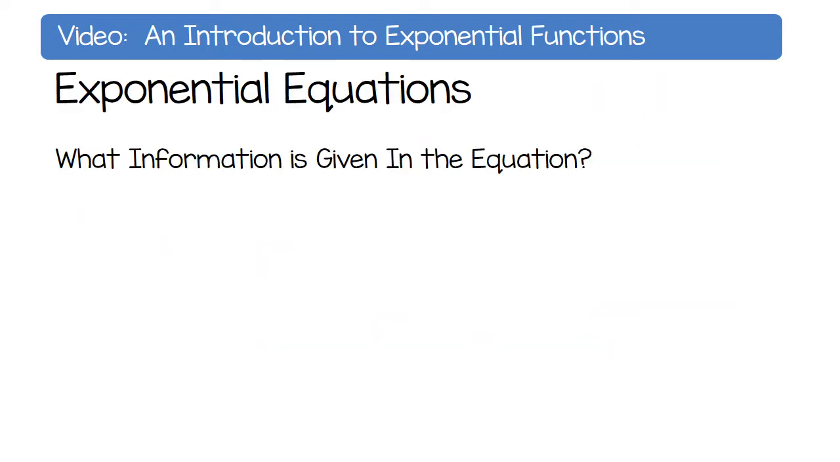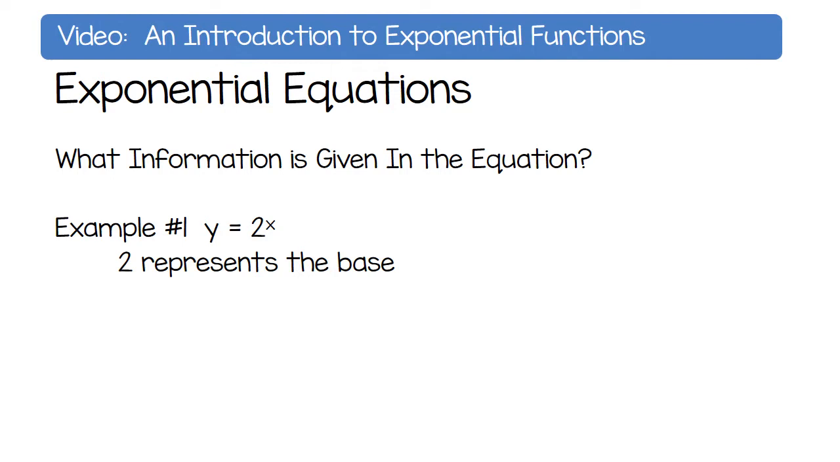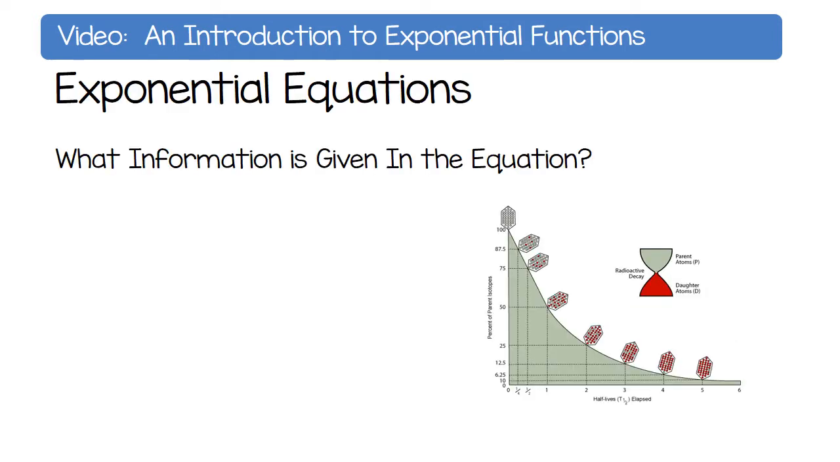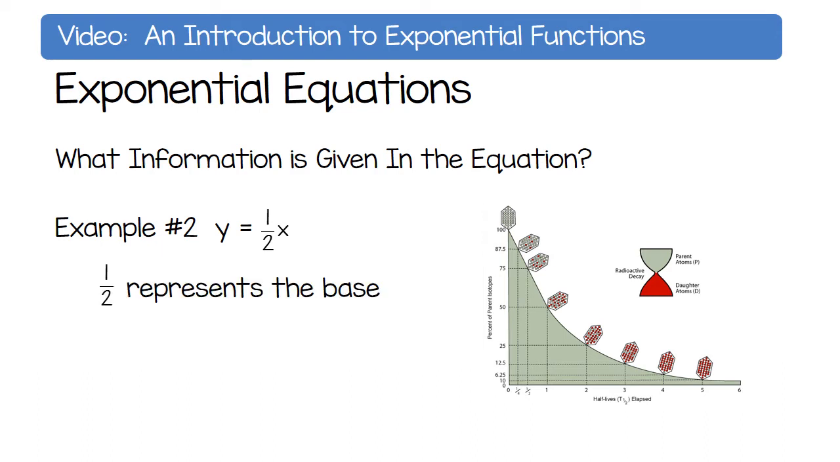What information is given in the equation? Let's look at the example y = 2^x. The 2 represents the base of the exponent, and x represents the exponent, the variable, the unknown. If we have y = (1/2)^x, 1/2 is now the base, and x still represents the exponent.